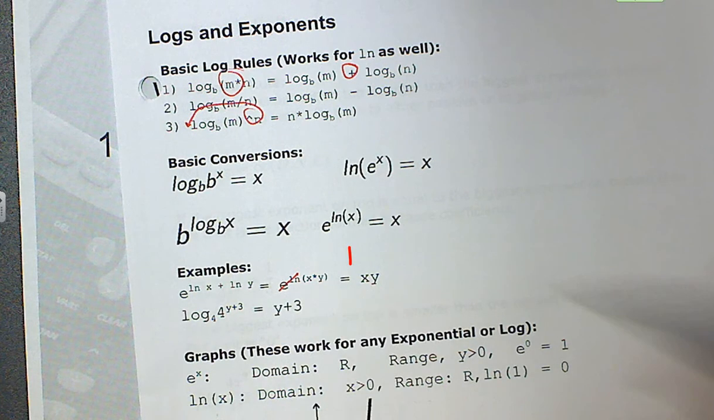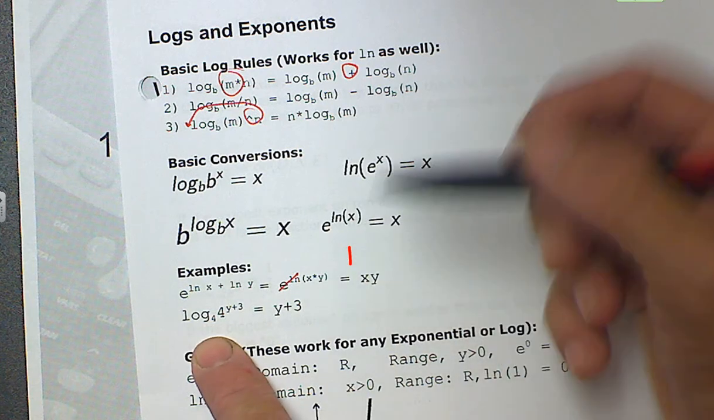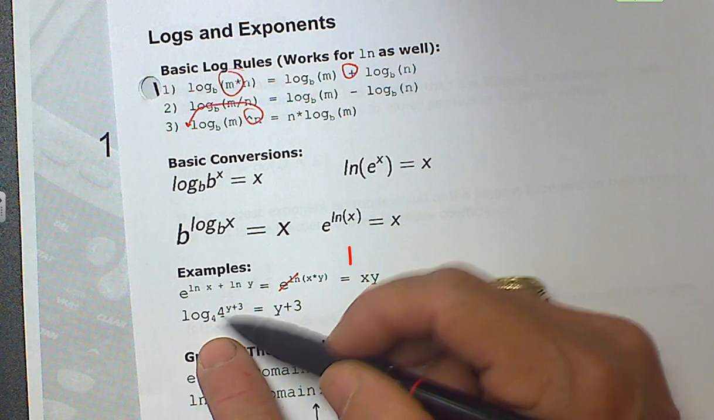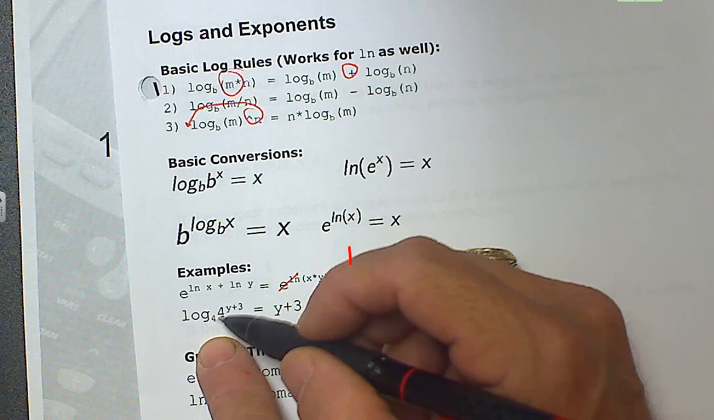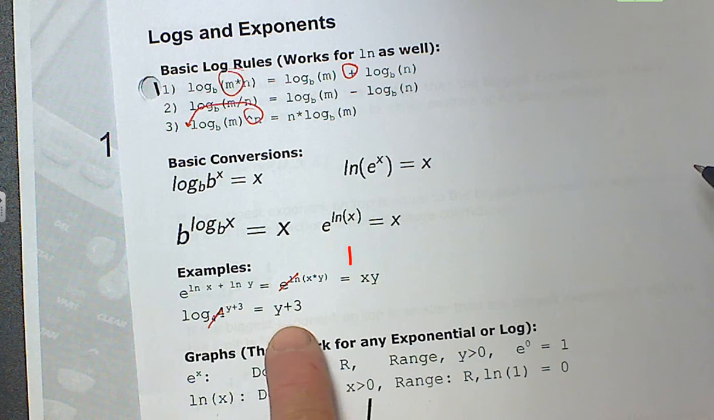Same thing right here. This is a logarithm example, but it works the same way. Log base 4 of 4 to the y plus 3 is the same thing as e to the ln of n, or 2 squared, or whatever. Once you have the same base and the same value, you can cancel those out, and you're left with y plus 3 right there.